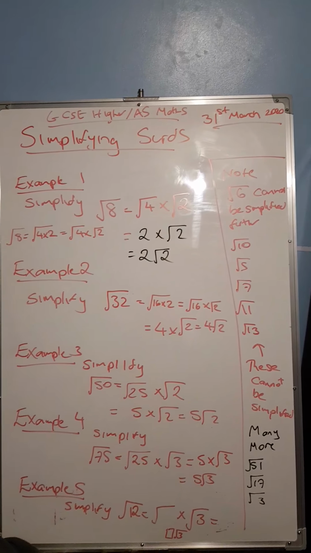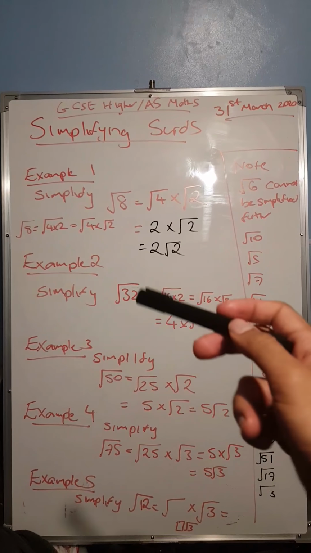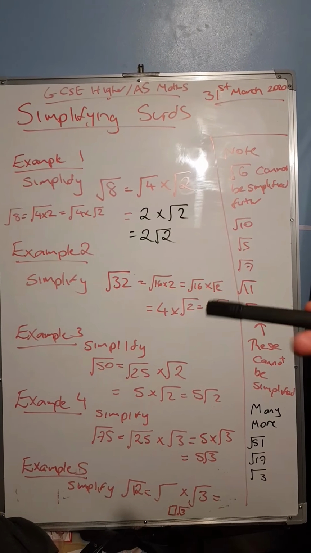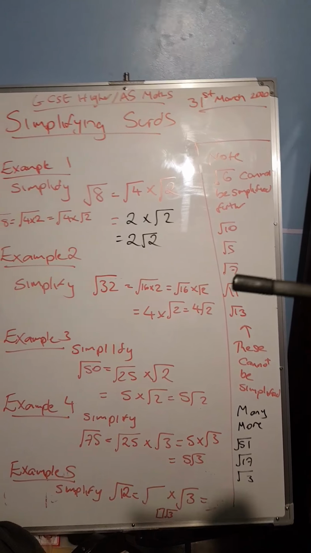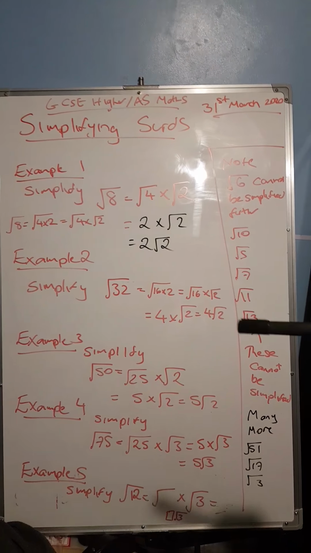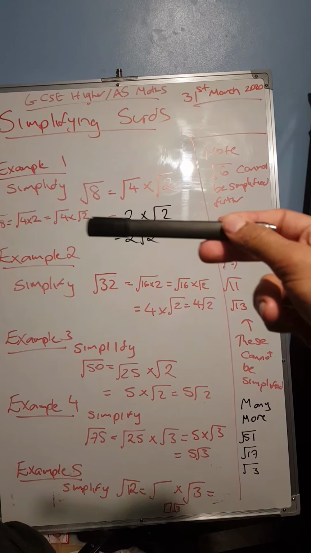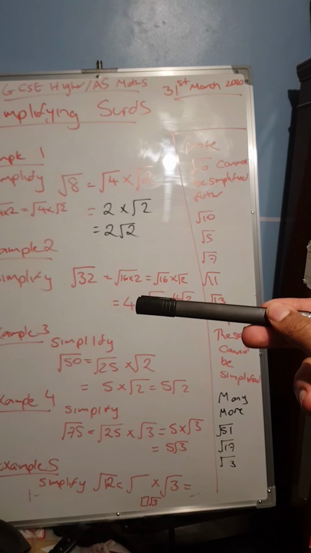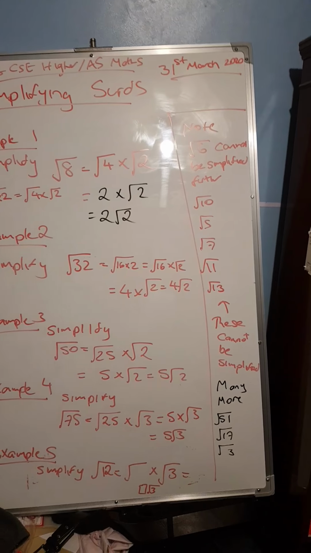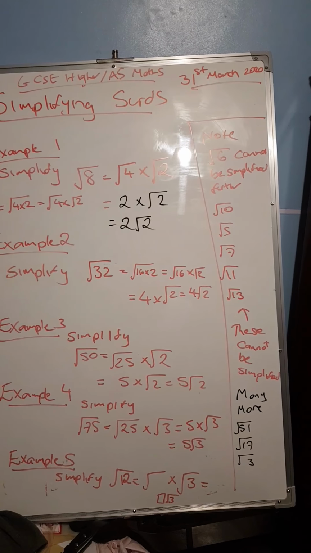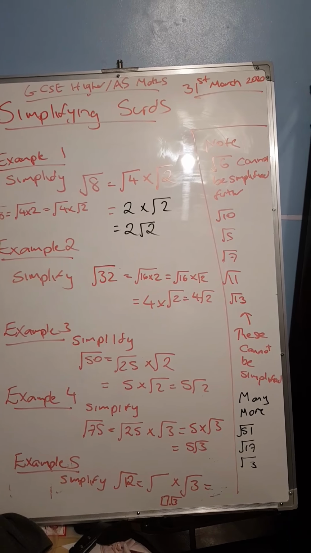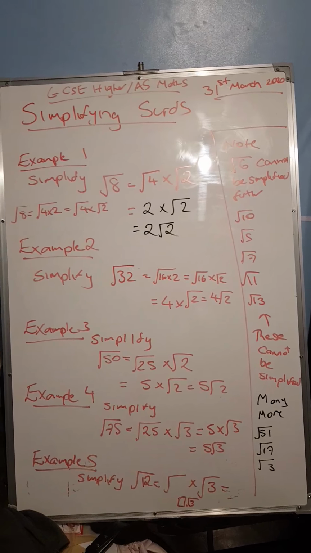Example 2, root 32 is root 16 times 2, so I can write it in components. Remember that we said from the previous video that root a times root b is the same as the square root of ab. Root 16 is going to give me 4. 4 times root 2 is going to be 4 root 2.